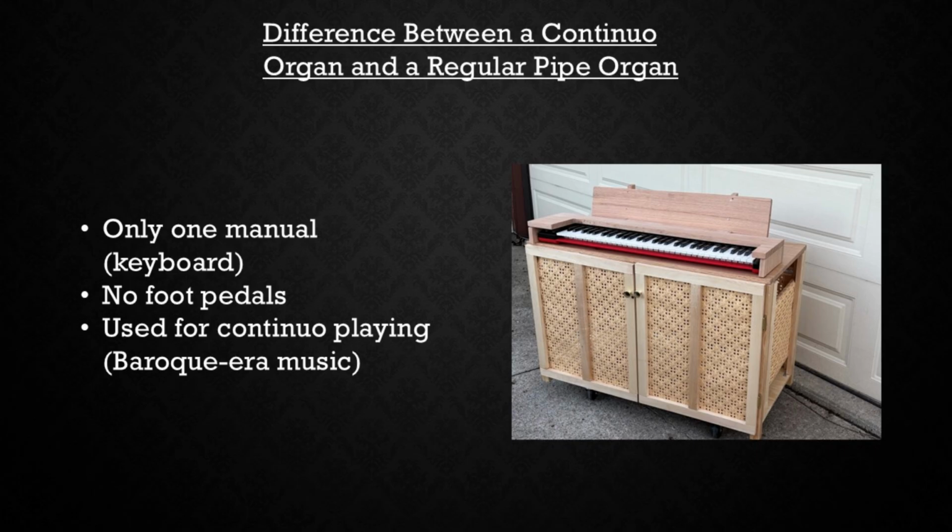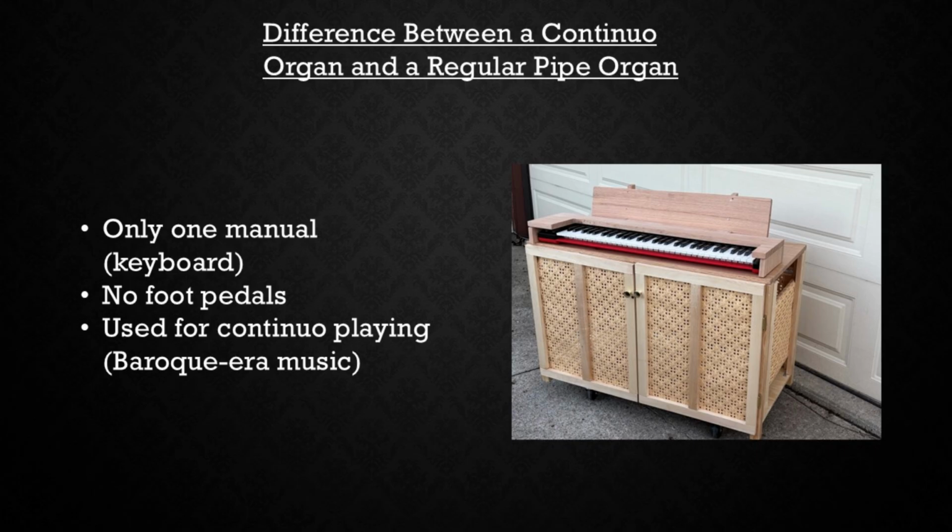Let's focus on the key differences between what you might see in a church, a regular pipe organ, and a continuo organ. A continuo organ generally has just one manual, basically just a keyboard. Typically no foot pedals, so not like what you usually see organists playing and what we're trained on in college. And it's used for continuo playing or Baroque era music. This is the most common usage.